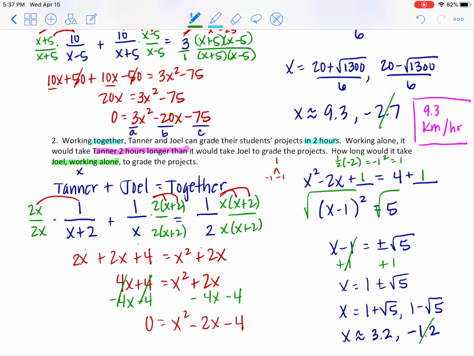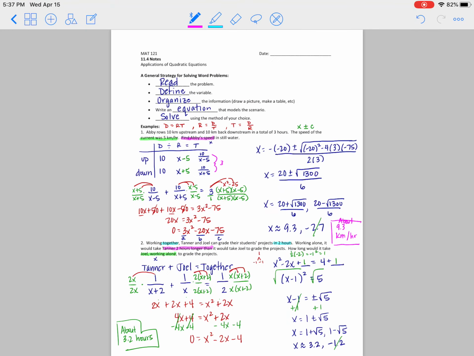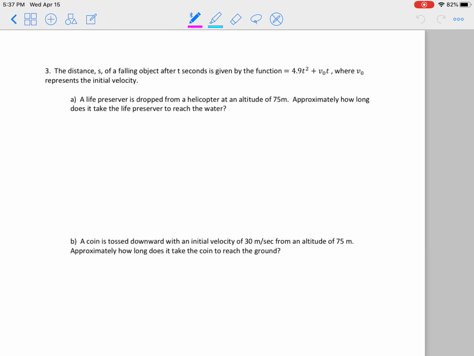And he's not going to have a negative speed, so we're going to eliminate the negative option and keep the positive. So 3.2, again, that was Joel. That's how long it would take him to grade these projects. So we're going to say about 3.2 hours. And really over here we should have said about 9.3 kilometers per hour. Okay? 2 down, 1 to go.